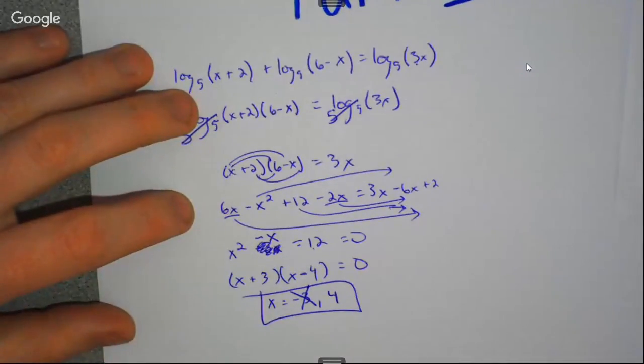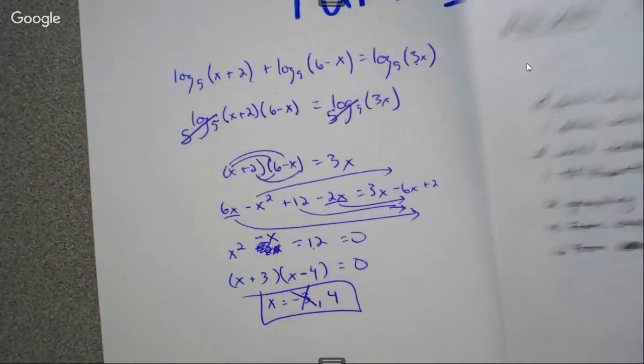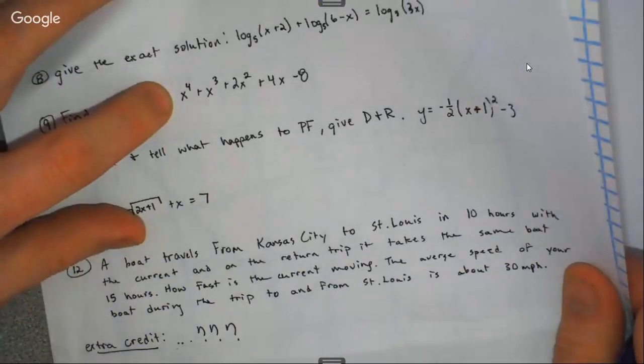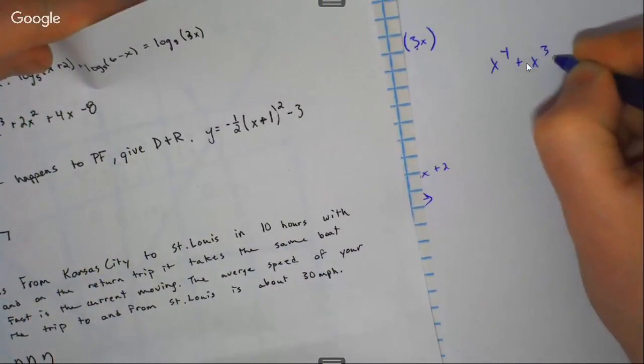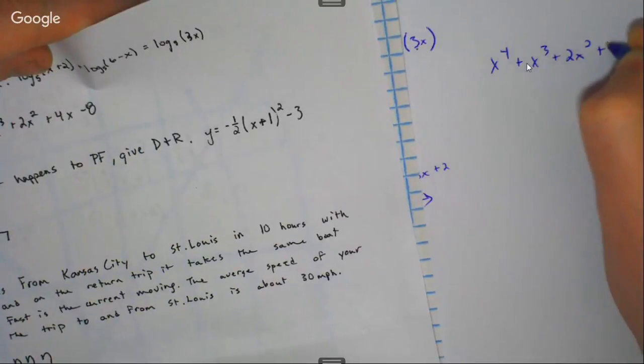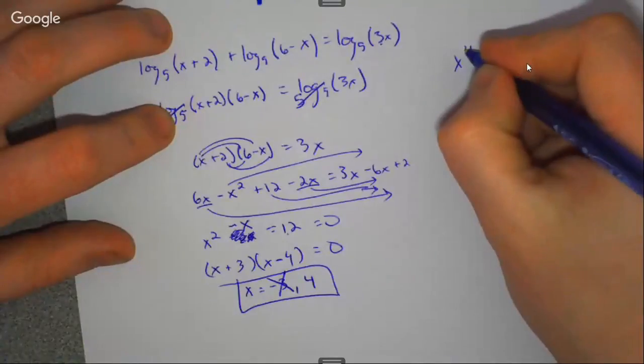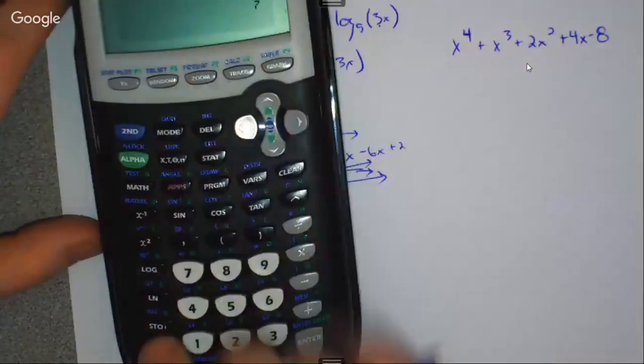Number 9 says find all the zeros, and then it gives you this equation right here. So we'll say x to the 4th plus x to the 3rd plus 2x squared plus 4x minus 8. So I'm looking for 4 zeros here, and we can find a couple just on our calculator.